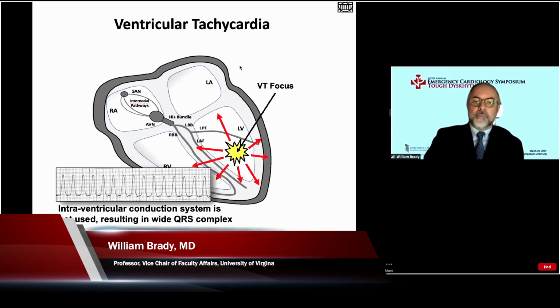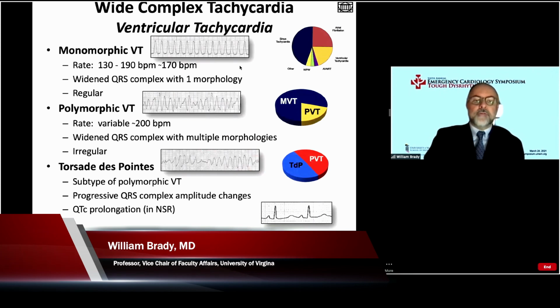So graphically again, focus in the ventricle, the conduction system is not being employed, and we have the resultant rapid, regular, wide complex rhythm. Now, VT itself can present in a number of different ways electrocardiographically to us, most commonly monomorphic VT, where all QRS complexes are similar, if not the same in any given lead. Rate typically about 170, QRS complex is widened, and again, this represents about 75, maybe 80% of the VT we see in the emergency medical world.